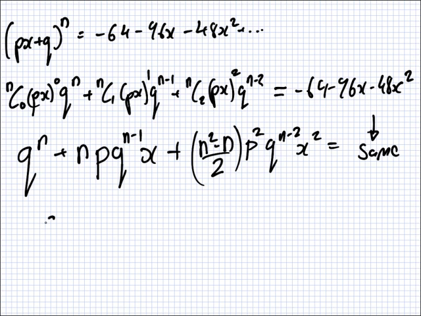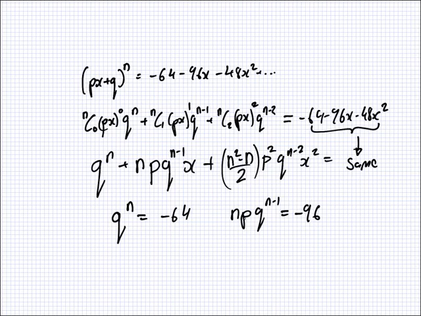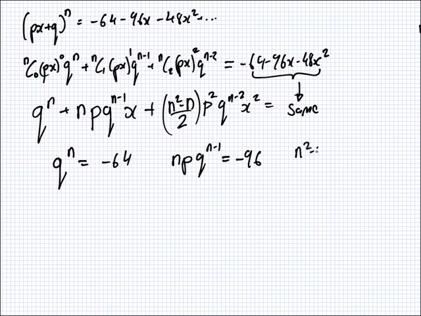Now what we can do is start comparing. Who can spot what qn should equal? If you look at the left and then look at the right, here's the right here. Very good, it's minus 64. The first one should equal the first one. And then n, p, qn minus 1, what should that equal? Minus 96, isn't it? We won't bother with the x, we'll just look at the coefficient. And then n squared minus n over 2, p squared, qn minus 2 would equal minus 48.